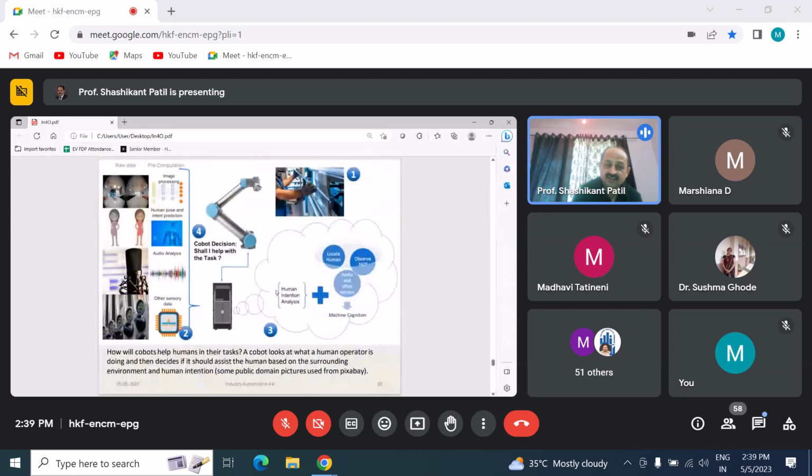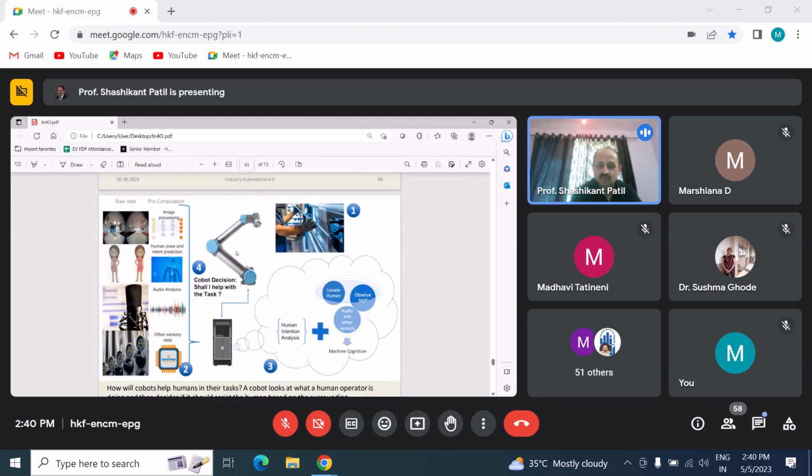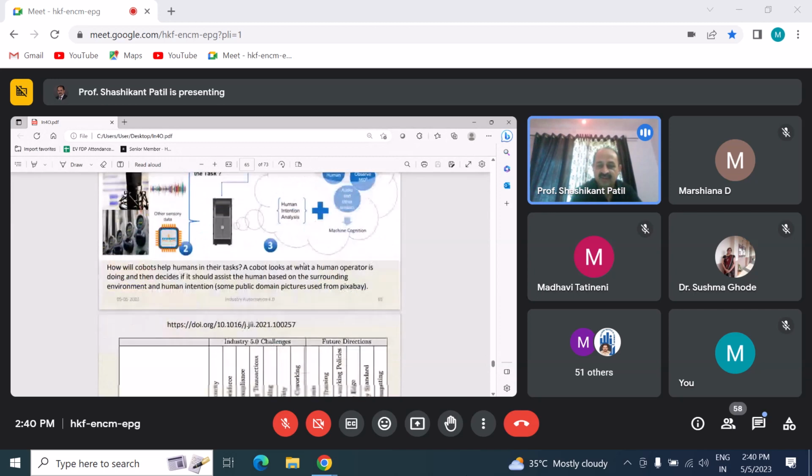Then there is one example of how cobots work. Here a human can assign tasks to cobots. A cobot looks at what a human operator is doing and then decides whether it should assist the human based on the surrounding environment. You can see the steps 1, 2, 3, 4. This is human intention analysis. This is the cobot decision: shall I help with the task? And here you can see raw data. Raw data handling is done, with audio analysis and everything, and that is given to the controller, and then human intention analysis. So this is combined. This is one picture of how robots and human beings can work together for better results.